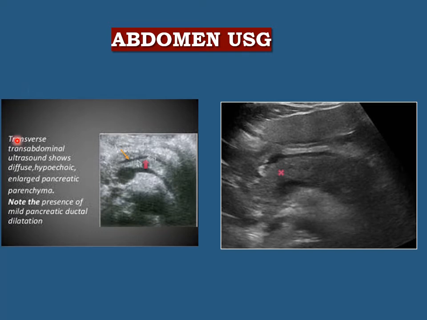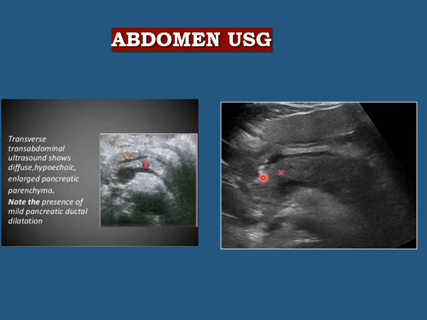And this is an abdominal ultrasound of a patient with acute pancreatitis. Here you see an enlarged pancreas, the red shadow here, and here you see a dilated pancreatic duct. The yellowish arrow here shows you a dilated pancreatic duct. So this is a sign of acute pancreatitis on ultrasound.